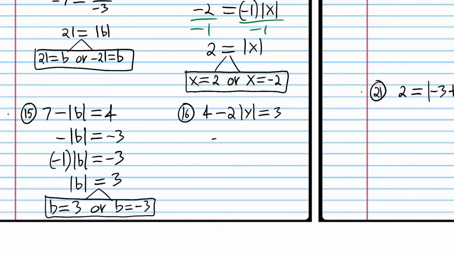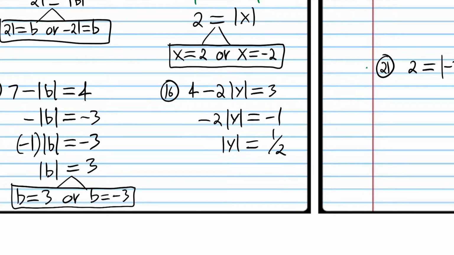All right, we're back. So we're going to subtract 4 from both sides. And then we're going to divide both sides by -2, and we get 1/2. So we isolated the absolute value, so now we're ready to break it up into two equations. So y is equal to 1/2, or y is equal to -1/2.